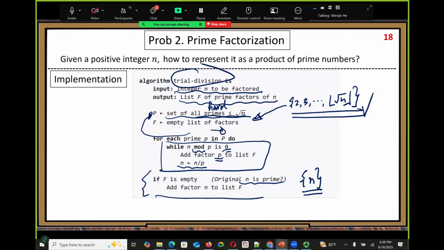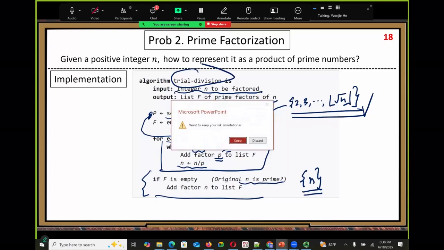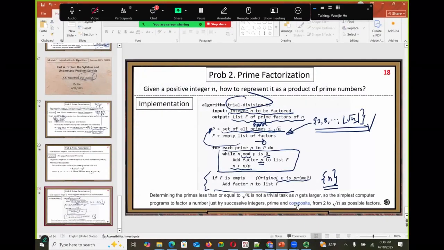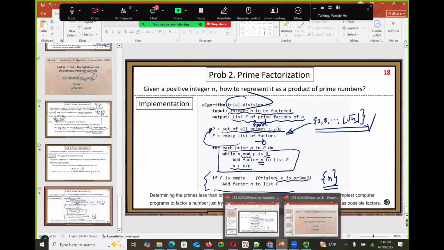We have a few minutes before the break time, so let me move to part B. Let me talk about another problem first. Let me get out of part A and jump to part B.